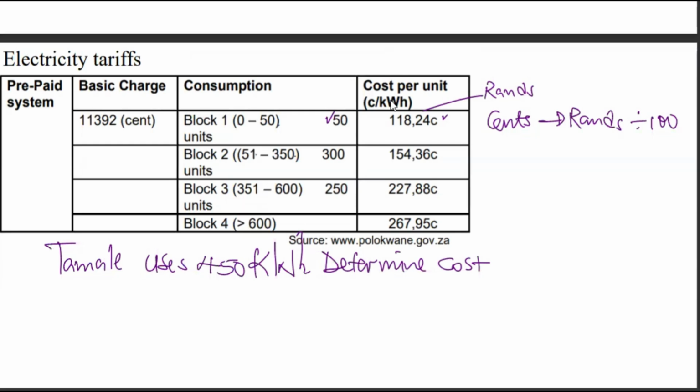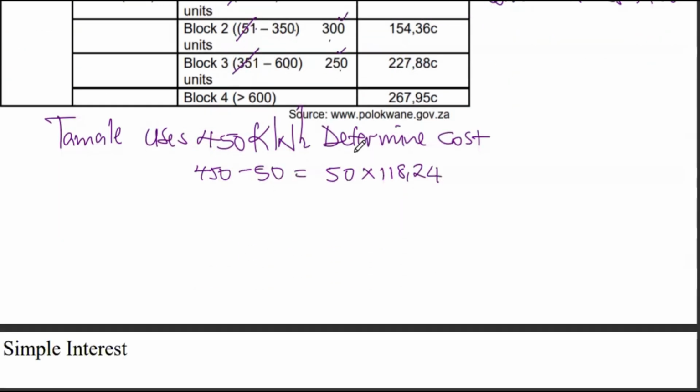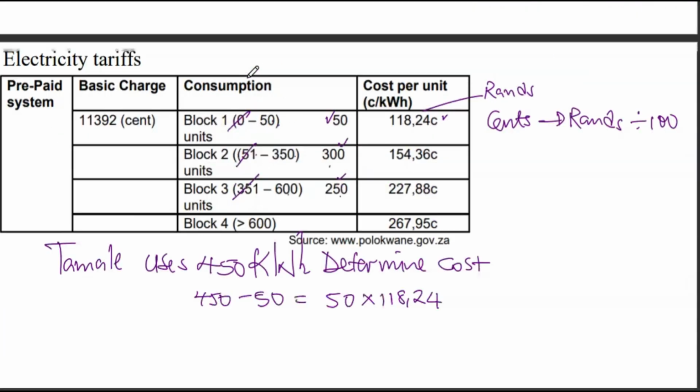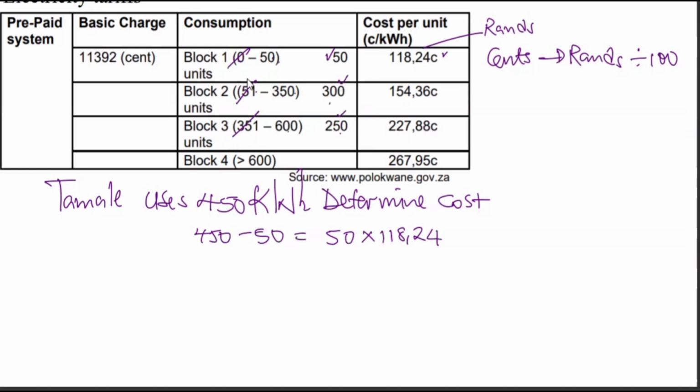51 to 350, 300. How do you get the 300? All we do is to ignore the left-hand side. That means 350 minus this, 600 minus that. So we shall start and say, the 450 minus the 50. But the 50 is going to multiply by 115,24. Then you come back up and you say, you're remaining with 400, remember? So it's 400.